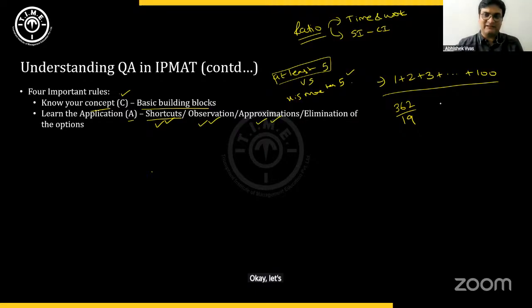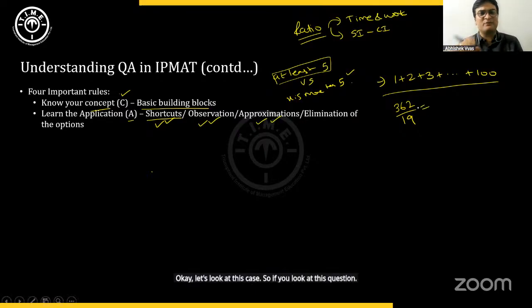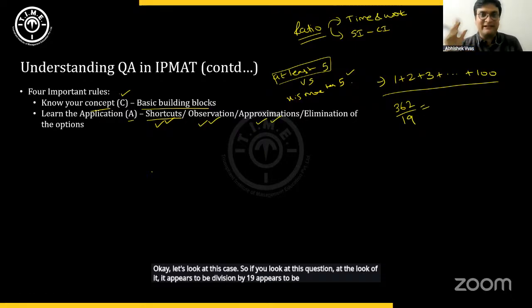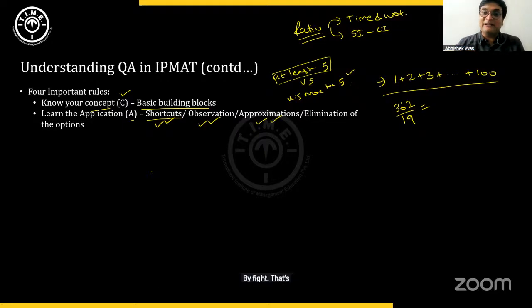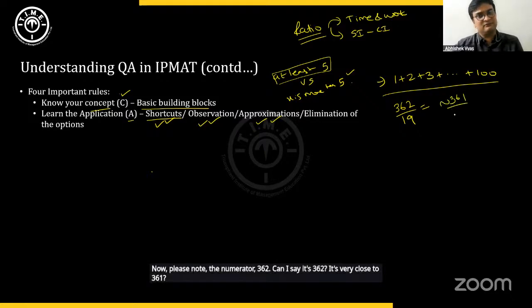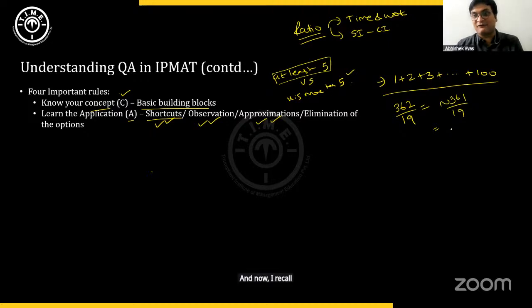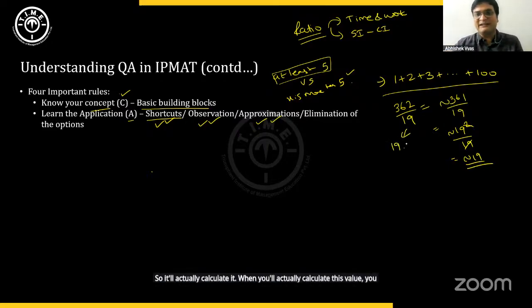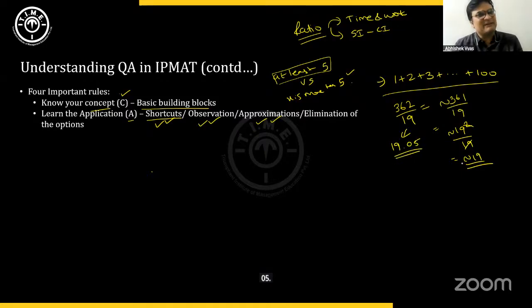Okay, let's look at this, guys. If you look at this question, at first look, division by 19 appears to be really, really complicated. I'm not really comfortable with division by 19. I can do by 2, by 4, by 5, that's okay. But 19, I'm not really comfortable. So here, approximations. Please note the numerator, 362. Can I say 362 is very close to 361? And I recall 361 is nothing but 19 square. So the numerator is around 19 square. Divided by 19 will give you a value close to 19. When you actually calculate this value, you get probably 19.05. We are saying approximately 19, which is as good as the exact answer.